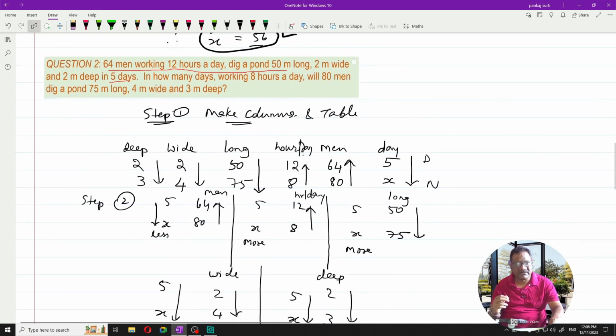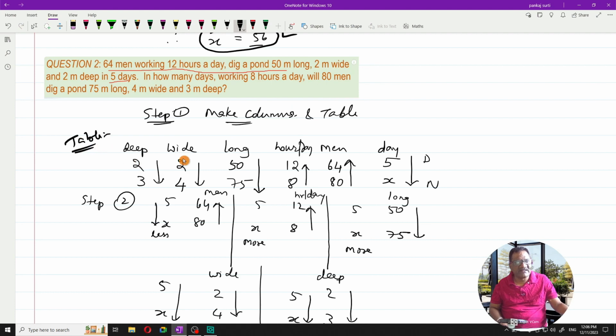So in a normal way, if you approach this particular question, there will be a lot of confusion and it will become very messy. So let us try to do this by the arrow method. As I told you, what you have to do is first make a table. So this is step number 1, making the table.